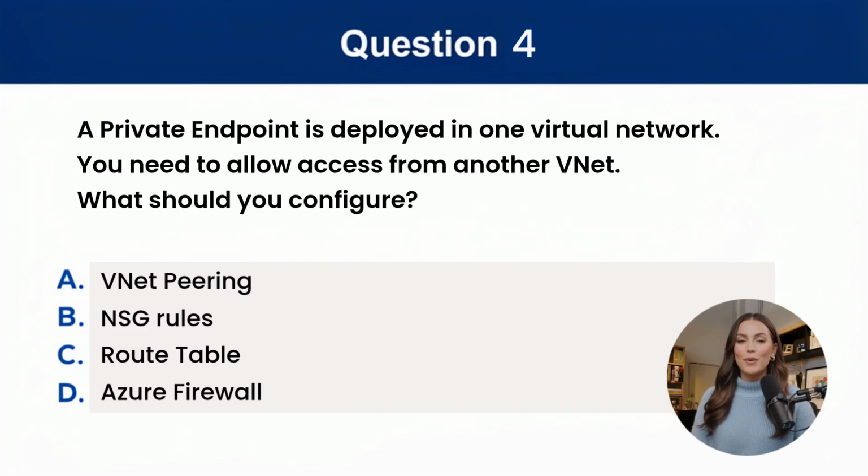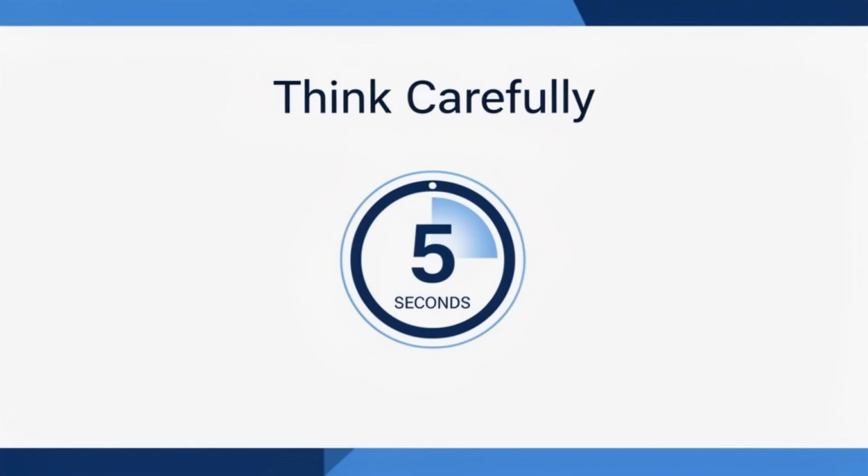Question 4. A private endpoint is deployed in one virtual network. You need to allow access from another VNet. What should you configure? A. VNet peering. B. NSG rules. C. Route table. D. Azure Firewall. Pause and think about the best option.